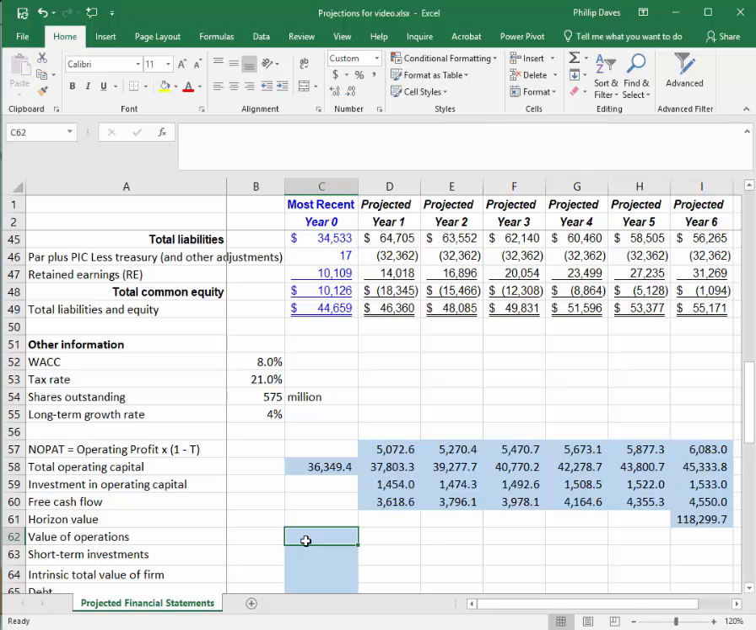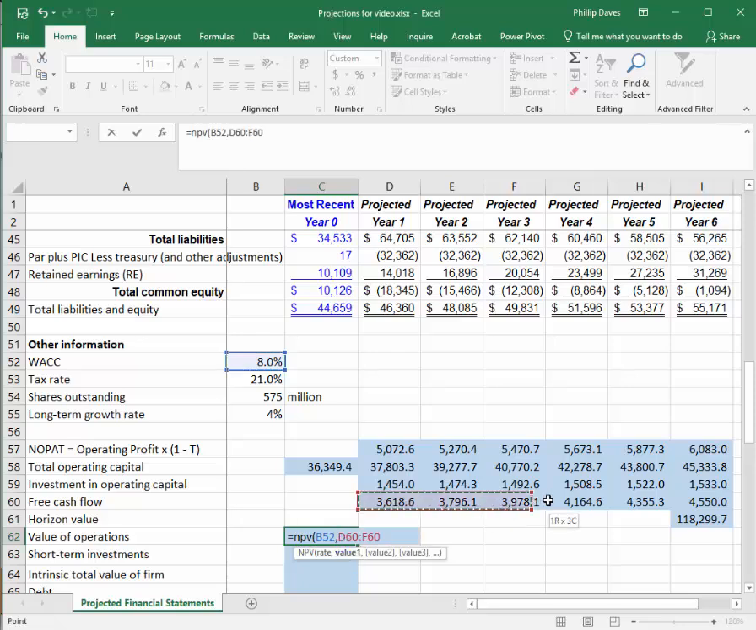And our value of operations, meaning the present value of all of the free cash flows, will be the present values of these 6 free cash flows and this 7th horizon value. Now, the easiest way to do that is with the NPV function, where we put in a discount rate. That would be our weighted average cost of capital. And then we have 1, 2, 3, 4, 5 values. And then we have a 6th value. And then add to that 6th value the horizon value, which is also in year 6.